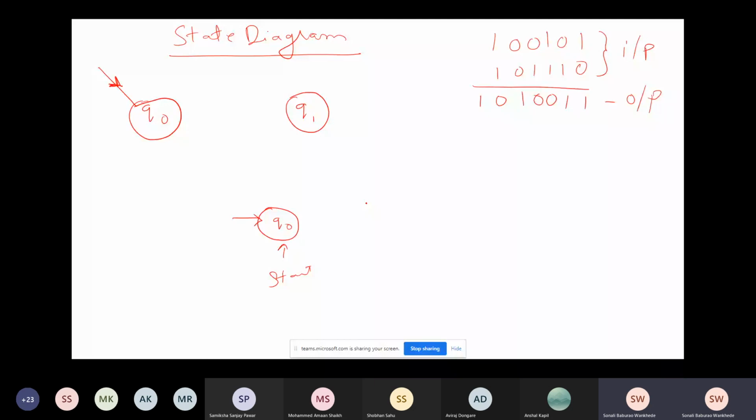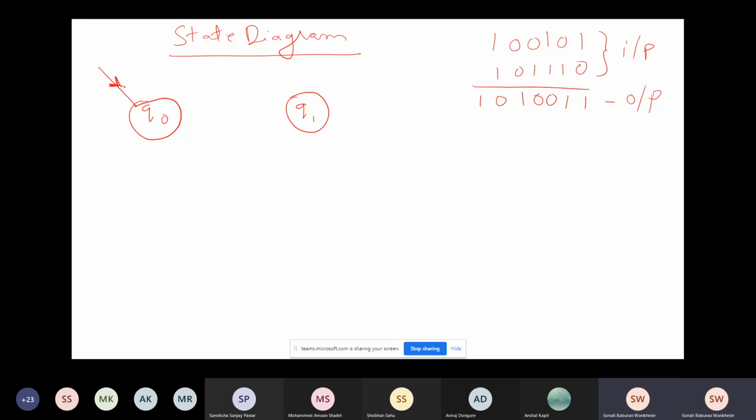So that is how it's done. This Q naught is our initial state, and Q1 is the final state. Now check the input here, 1 plus 0. We have two inputs, adding 1 and 0, right? 1 plus 0 gives you 1.